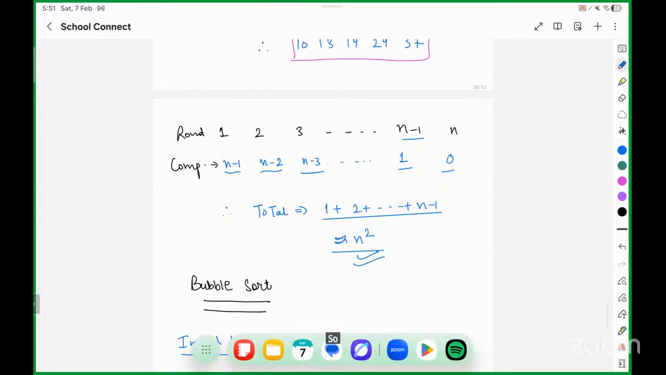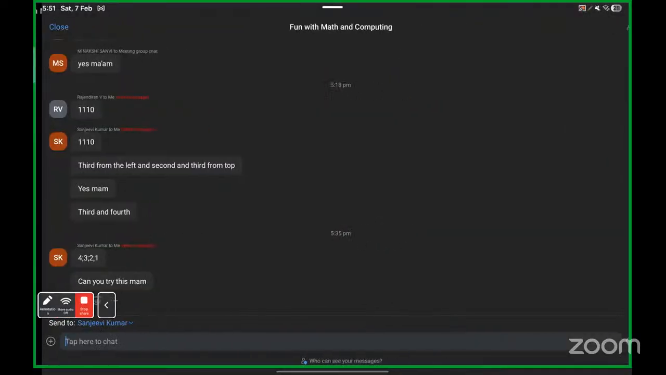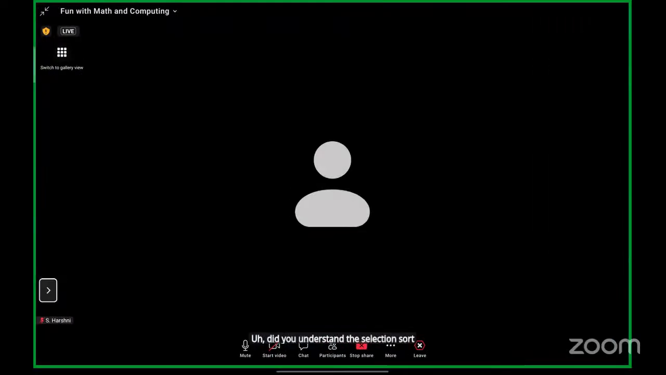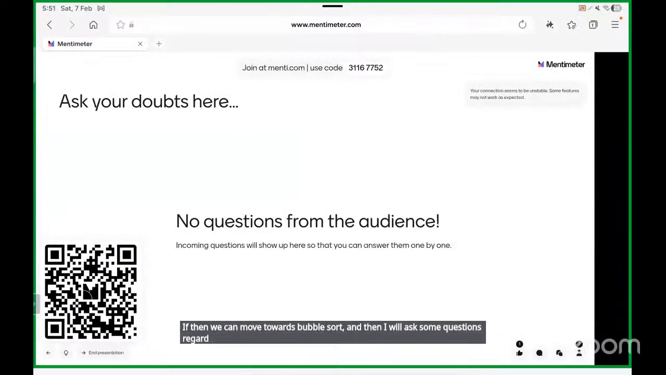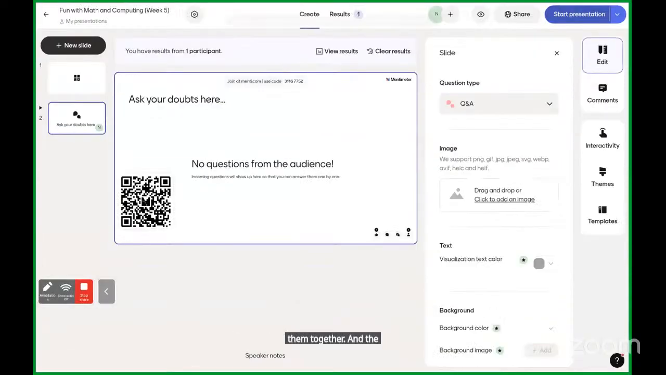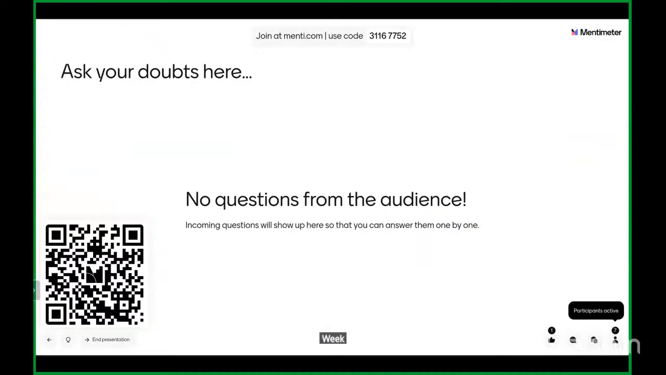So, is there any doubt in this case? Did you understand the selection sort and the insertion sort? If so, we can move towards bubble sort, and then I will ask some questions regarding all these three and we'll look at them together. And the radix sort which ma'am presented, we can do next week because she has given some analysis on radix sort for next week. If you have any doubts, you can ask in the Menti as well.